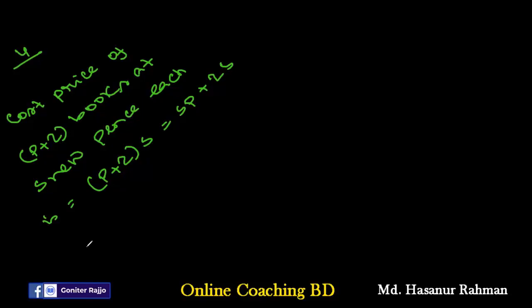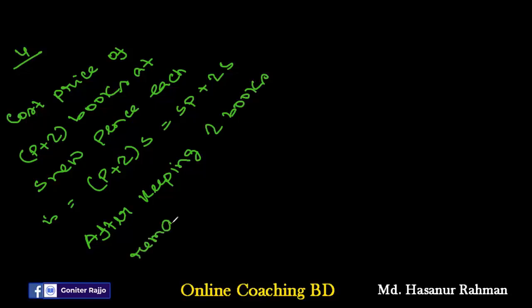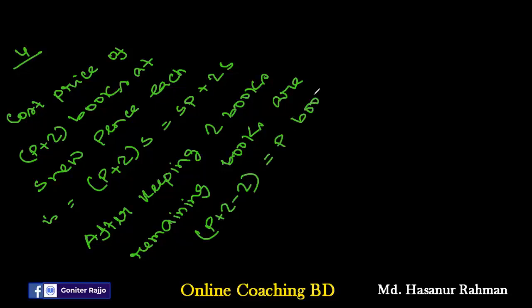And I keep 2 books. Then after keeping 2 books, what will be the remaining books? We can write in this way. After keeping 2 books, remaining books are P plus 2 minus 2. That means only P books. That is very easy. Actually, we have to subtract 2 from P plus 2.